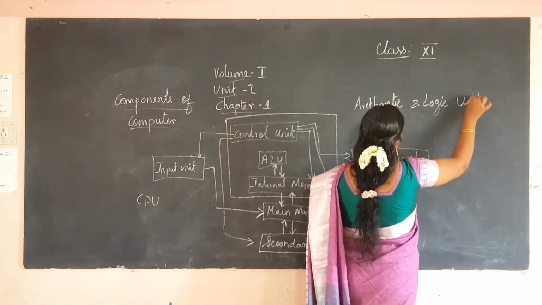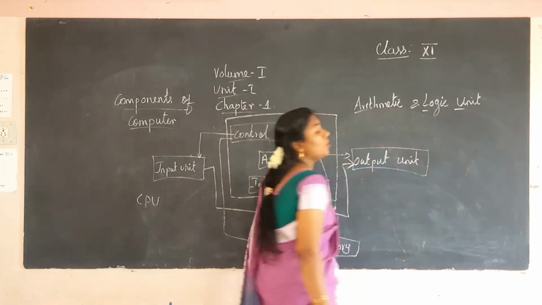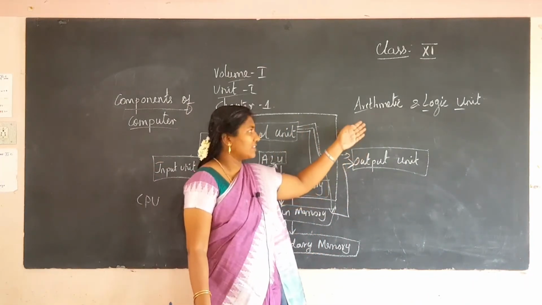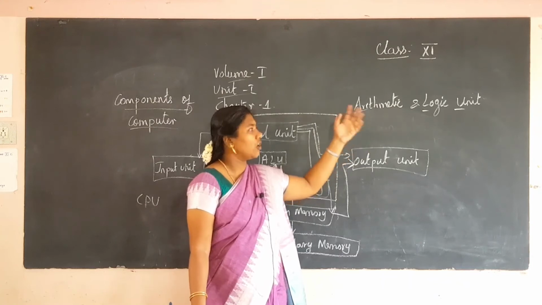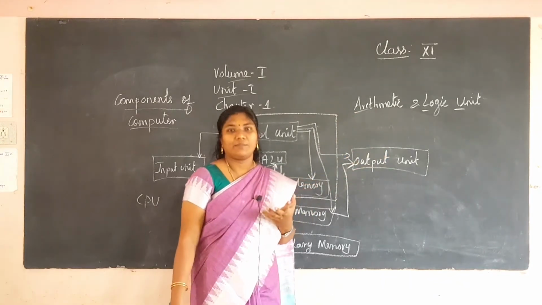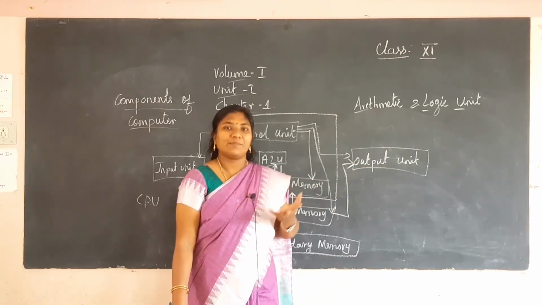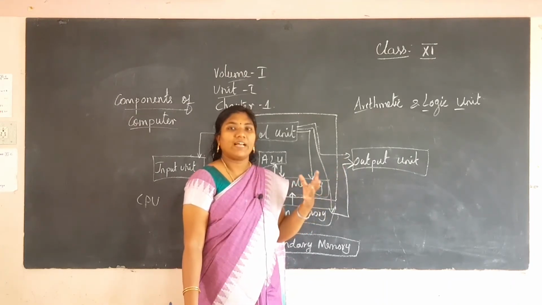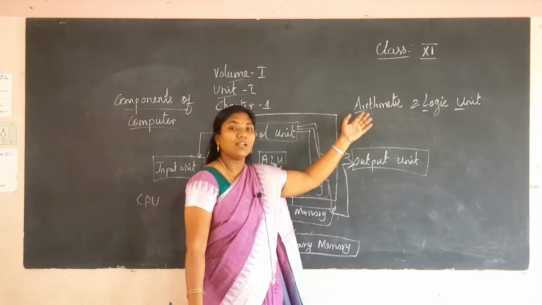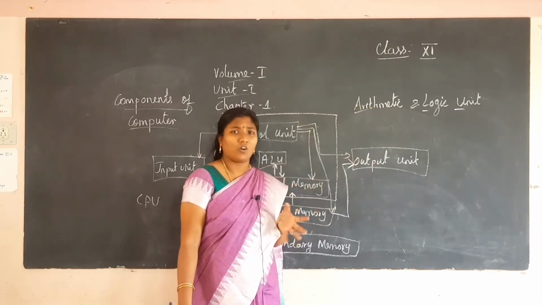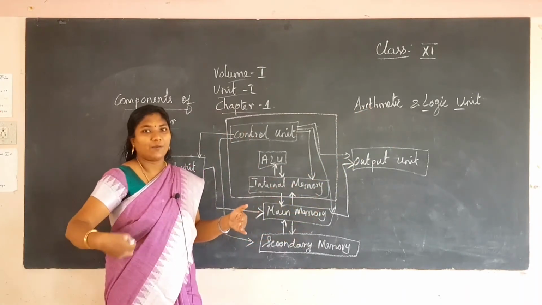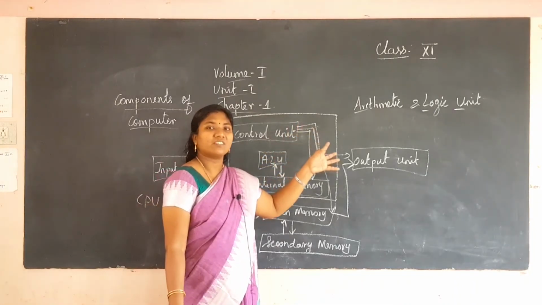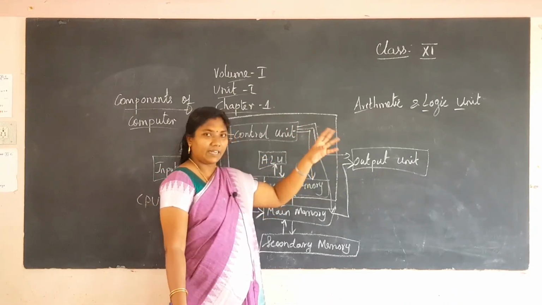Arithmetic and logic, that is ALU. As per the name, it does arithmetic calculation and logical calculation. What do you mean by arithmetic calculation? Addition, subtraction, multiplication, division: that process of doing calculation is done using the arithmetic unit. The logical unit means AND, OR, NOT. You will be learning that in the upcoming chapters. That type of calculation is done in the arithmetic and logic unit.